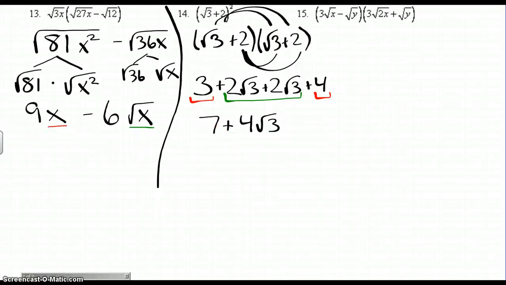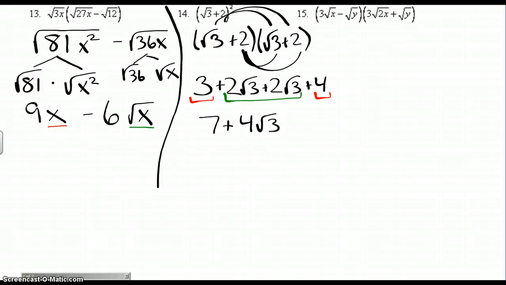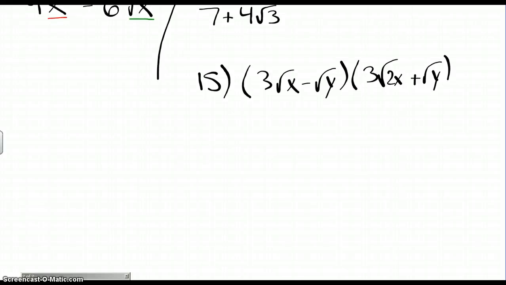Okay? Now I'm going to rewrite the last problem, give myself a little bit more space, so I'm going to put it down at the bottom. 15, and I have 3 root x minus the square root of y times 3 times square root of 2x plus square root of y. Okay, let's give me some more space here. So I need to distribute.